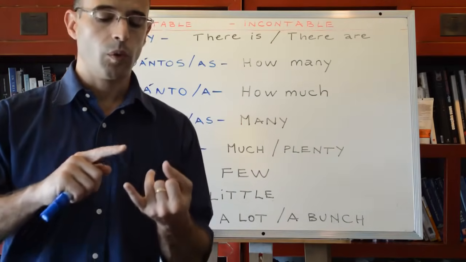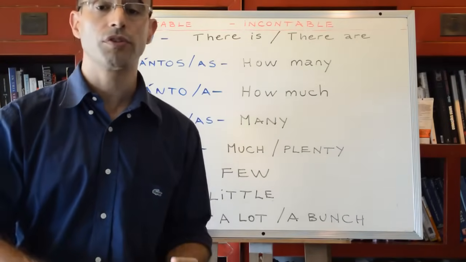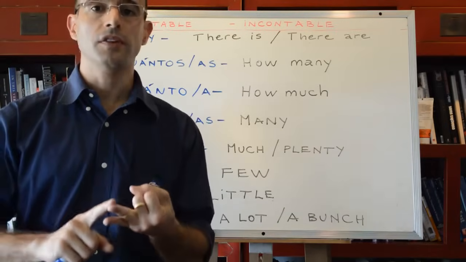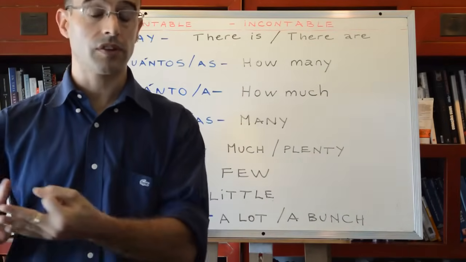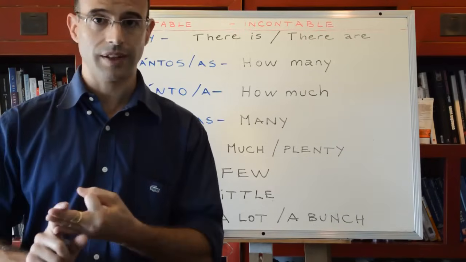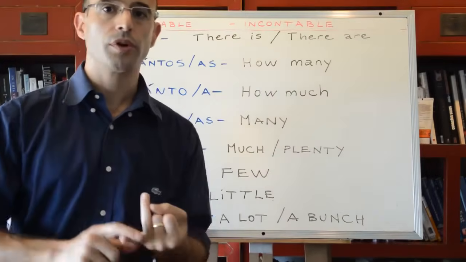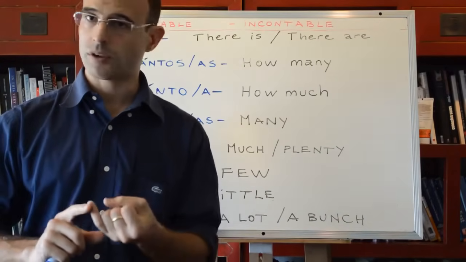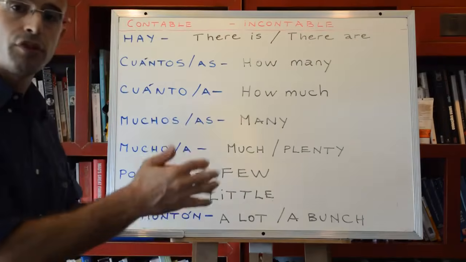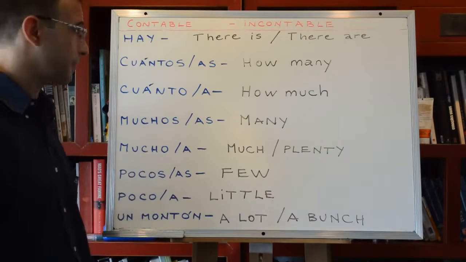So we can say 1 tree, 2 trees, 3 trees, or 1 book, 2 books, 3 books. That's countable. We cannot say 1 money, 2 monies, 3 monies, right? So that's uncountable. We cannot say 1 water, 2 waters, 3 waters, okay? That's uncountable. We can say, though, 1 bottle of water, 2 bottles of water, right? But we cannot say 1 water, 2 waters, okay? So that's the difference between countable and uncountable. And in Spanish it is exactly the same.